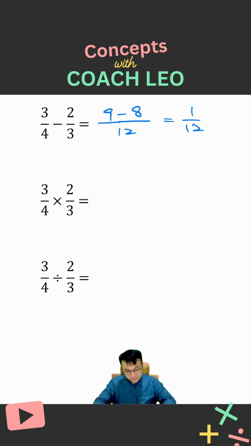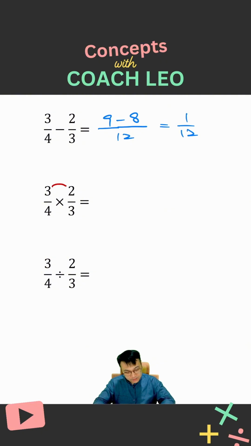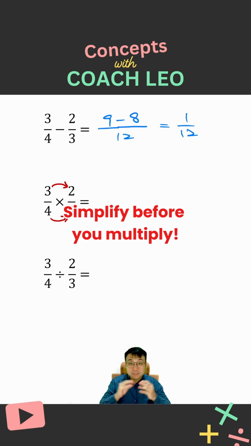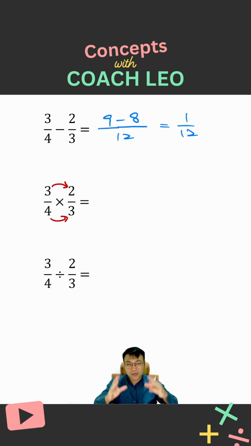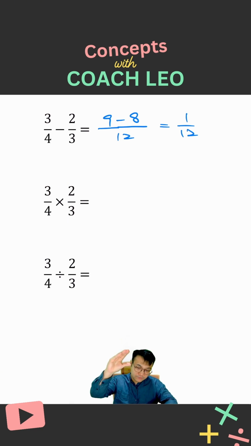Now, multiplication is actually the easiest thing to do when it comes to fraction. Why? Not only is it straightforward, you just need to multiply this and multiply this, you'll get the answer. But you can also simplify it before you multiply so that you will deal with smaller numbers. So let's make our lives easy. Simplify it first. How do you simplify a fraction? You must always simplify a numerator with a denominator.